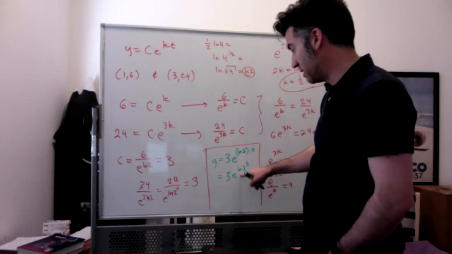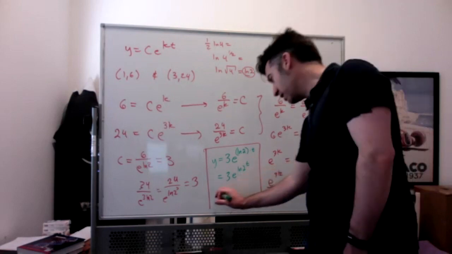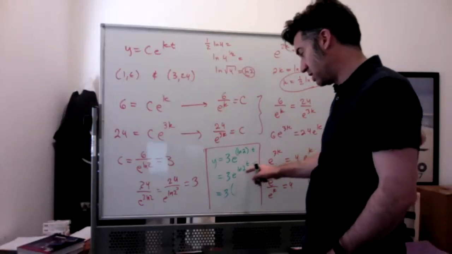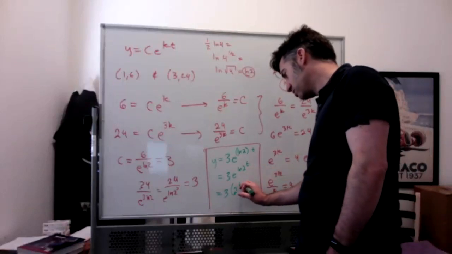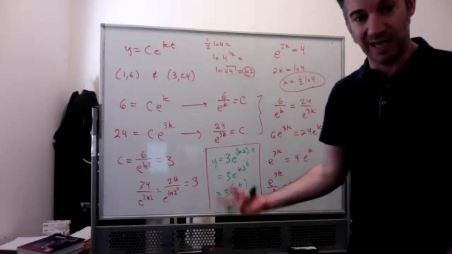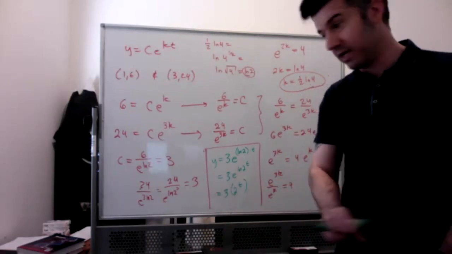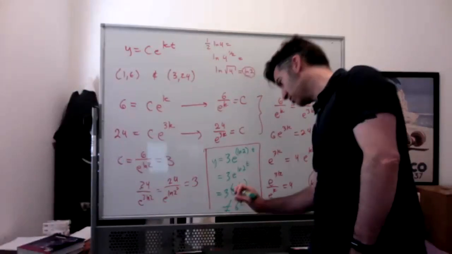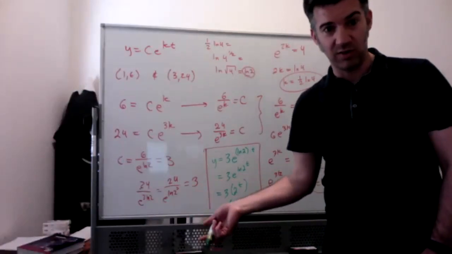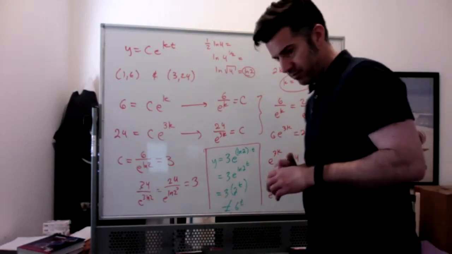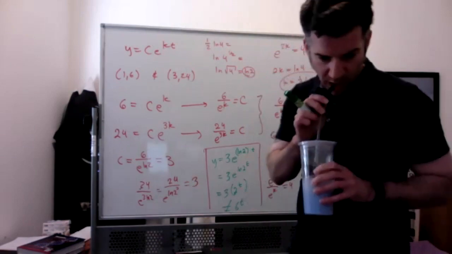And then e to the natural log of a thing is just that thing. So e to the natural log of 2 to the t is just 2 to the t. So another valid way of writing this would be 3 times 2 to the t. I want to stress this is not equal to 6 to the t. You can't just multiply the 3 and the 2 because the 2 is to the t power and the 3 is not.